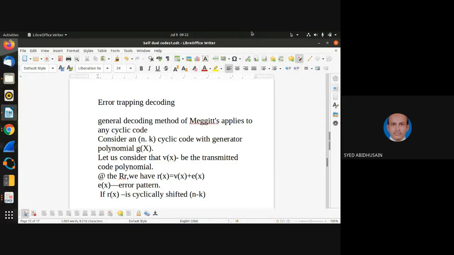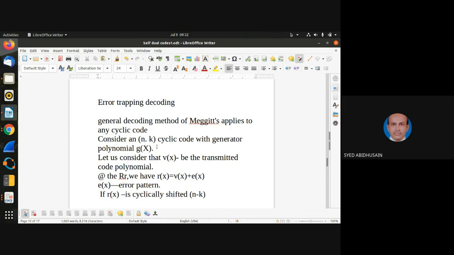In today's class, we are discussing error trapping decoding. Error trapping decoding is again a type of binary cyclic code. The general decoding method of Meggitt applies to any cyclic code. For that, let us consider that we have an (n, k) cyclic code and say that g of x is equal to any generator polynomial.